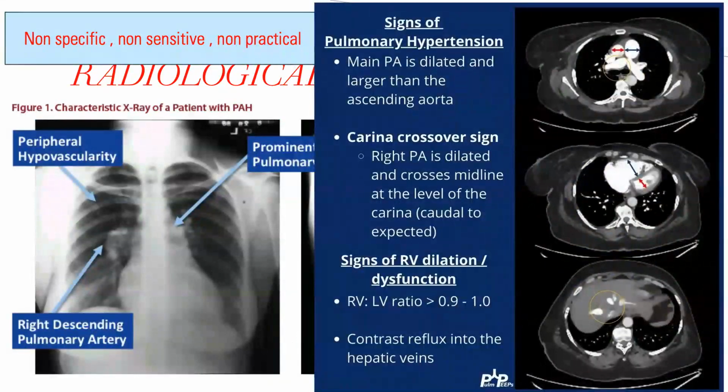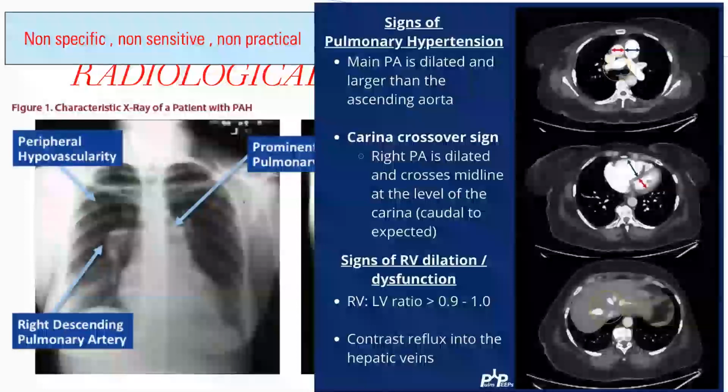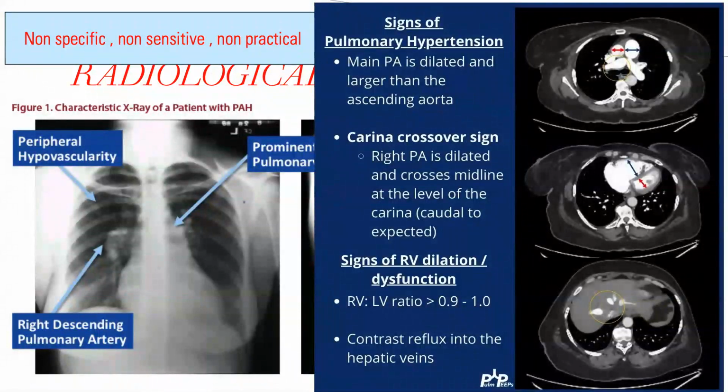This is clinical. However, radiologically it can be by X-ray or by CT. On X-ray, as we showed, there is a dominant or prominent pulmonary artery, peripheral hypovascularity, and also right descending pulmonary artery dilatation. In the CT, there is increased pulmonary trunk diameter, even more than the aorta. And also the right pulmonary trunk shifts to the midline at the level of the carina, what's called the carina crossover.